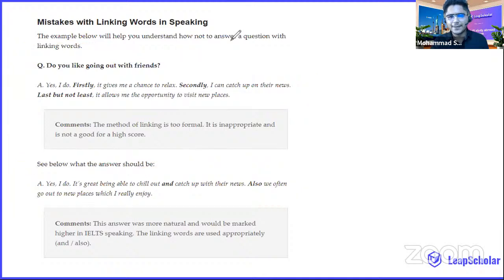Yes, guys, I'll share the PDF. Yes, we can use for example, for instance, in writing. And some students are asking, how can I get ideas?